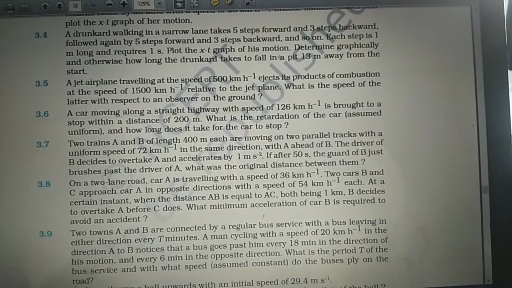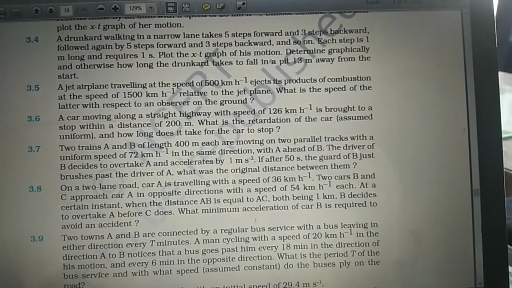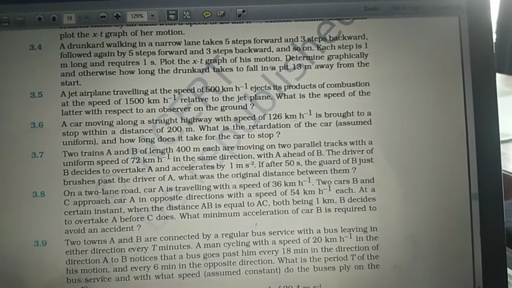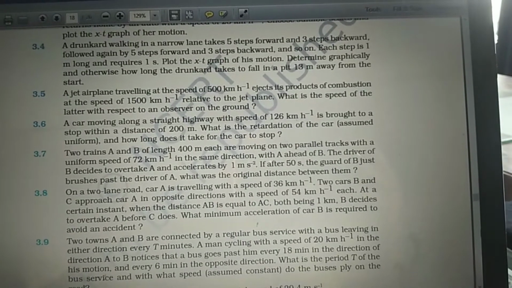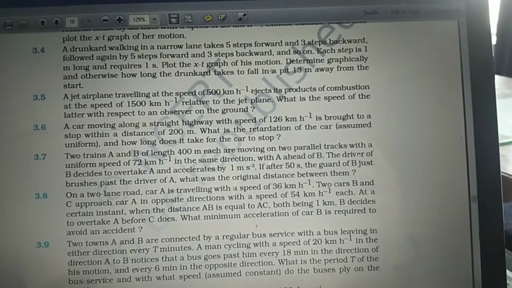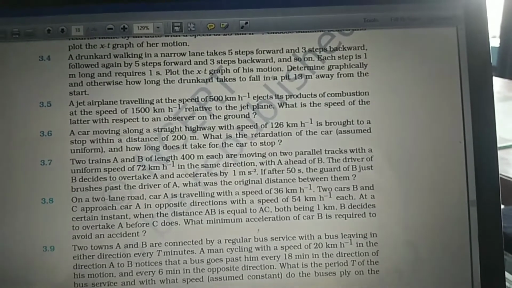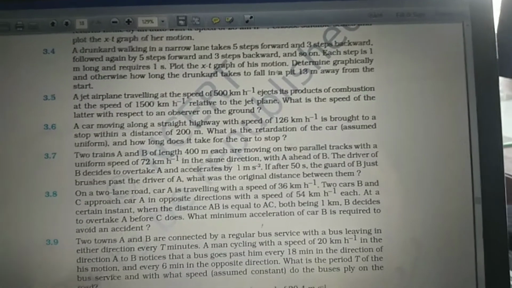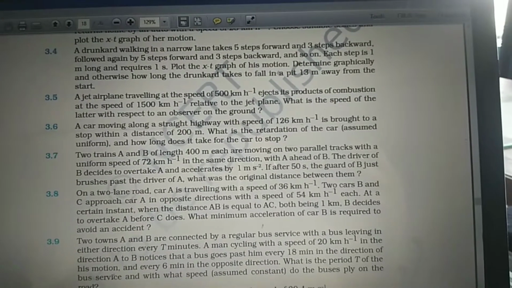At a certain instant, when the distance AB is equal to AC, both being 1 kilometer, B decides to overtake A before C does. What minimum acceleration of car B is required to avoid an accident?